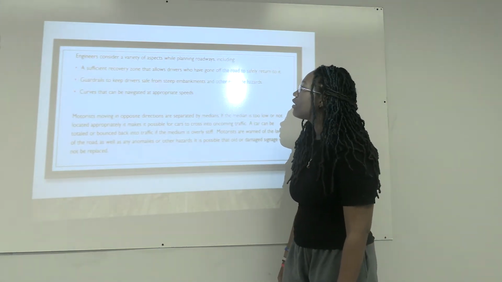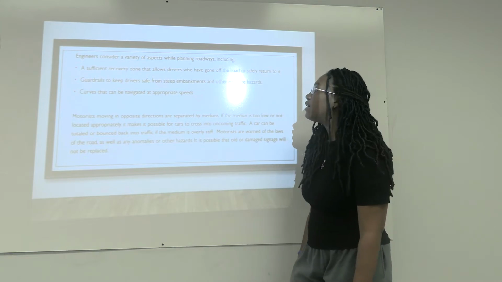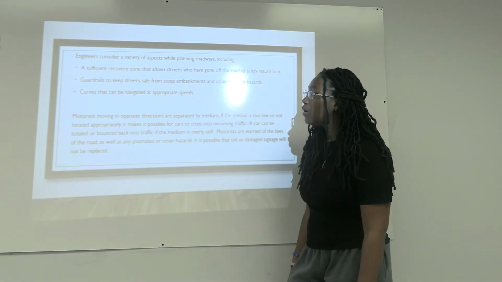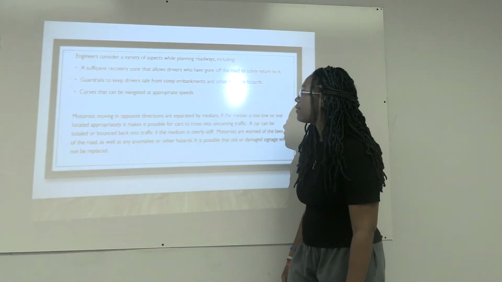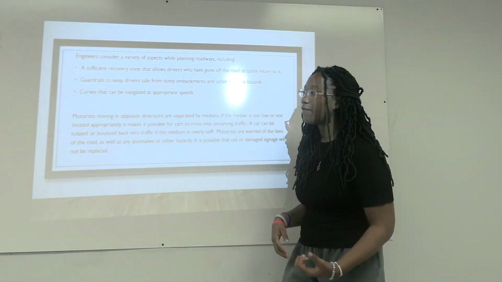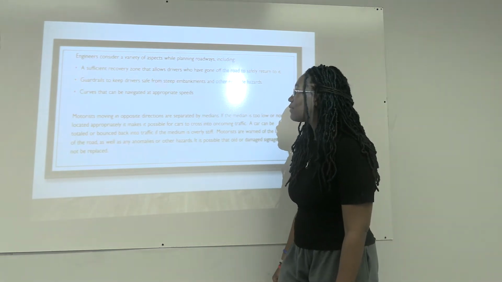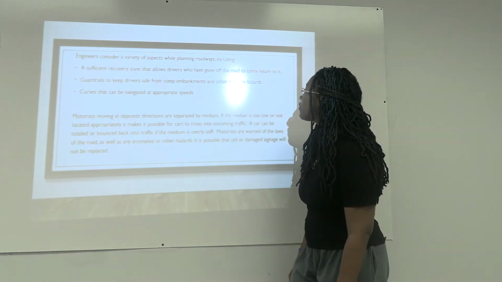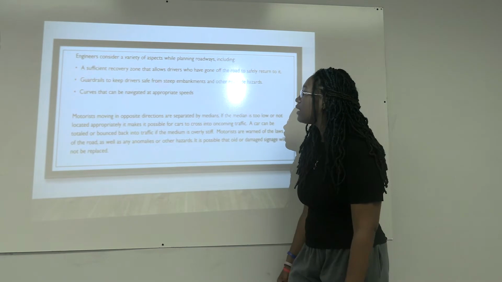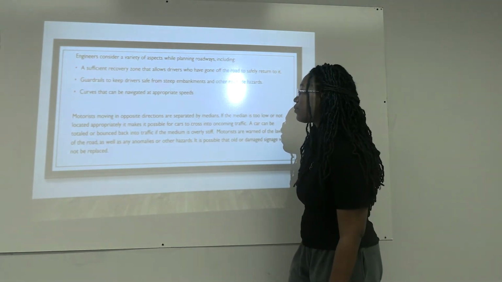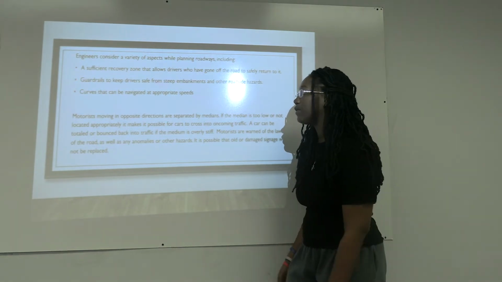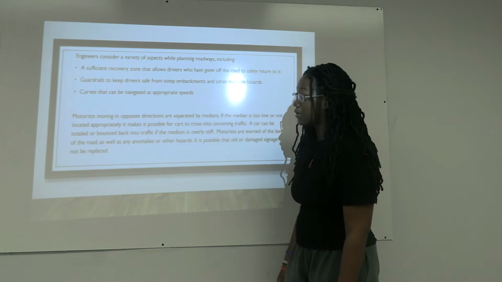Firstly, engineers consider a variety of aspects while planning roadways, including a sufficient recovery zone that allows drivers who have gone off the road to return to it safely. When there are traffic jams or car crashes, they have to consider cars and where they pull off during roads. Guardrails keep drivers safe from steep embankments and other roadside hazards, such as blizzards, storms, and curves that can be navigated at appropriate speeds, such as going above the speed limit and trying to get off the road while at a higher speed or lower speed.